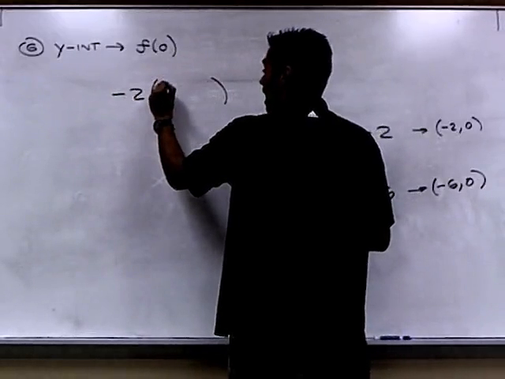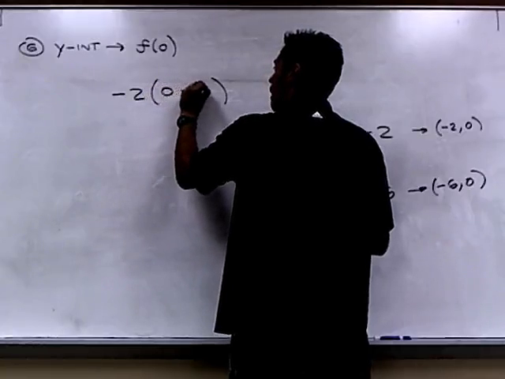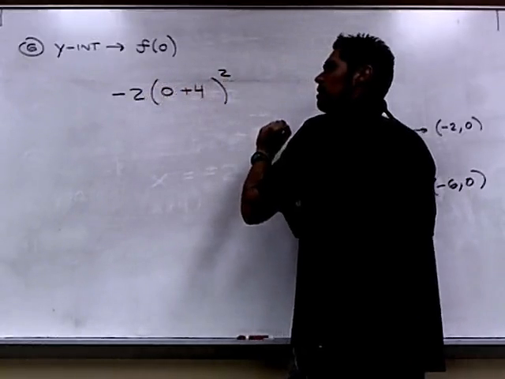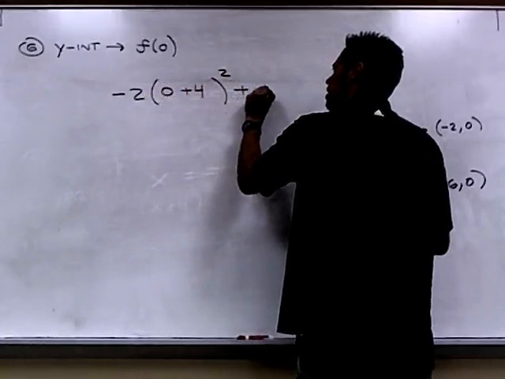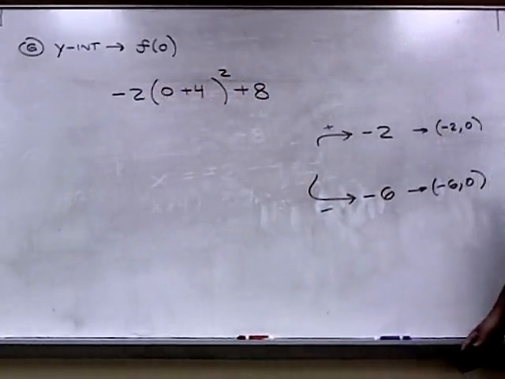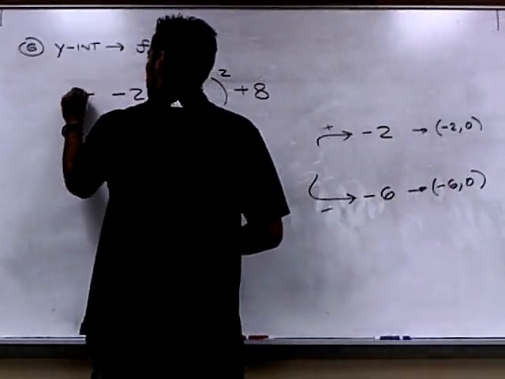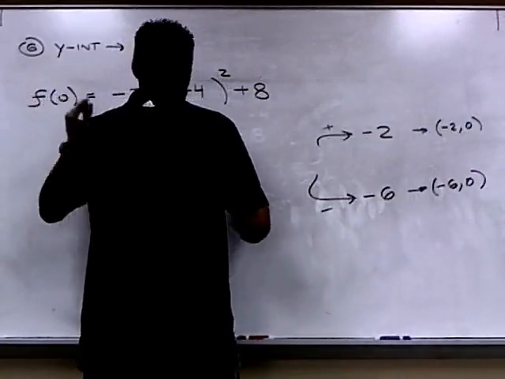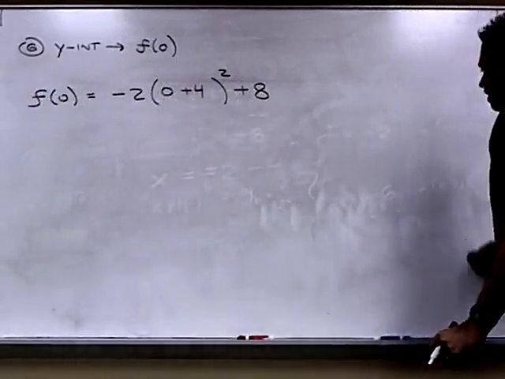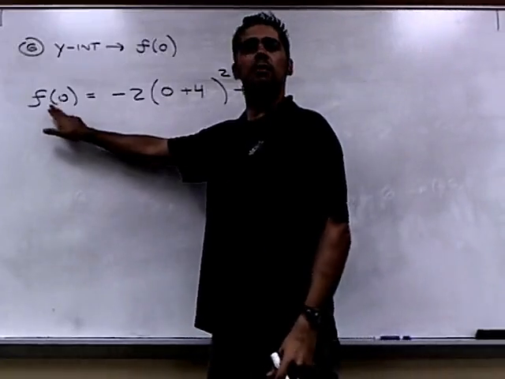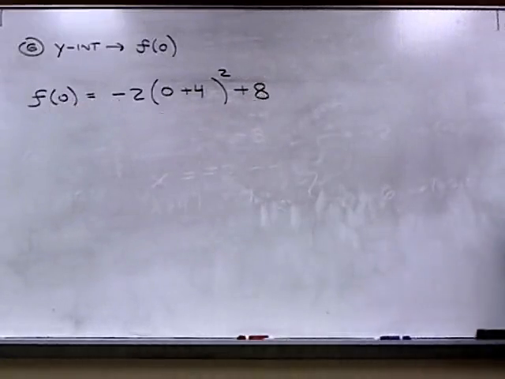So I'm going to, instead of saying x plus 4, say 0 plus 4, and then squared, and then, was it plus 8? Do you see that that's the original function with 0 plugged in? Which is something that you had to do on your last test, right? I give you a function, I tell you to plug in a number. That's all we're doing is plugging in 0.